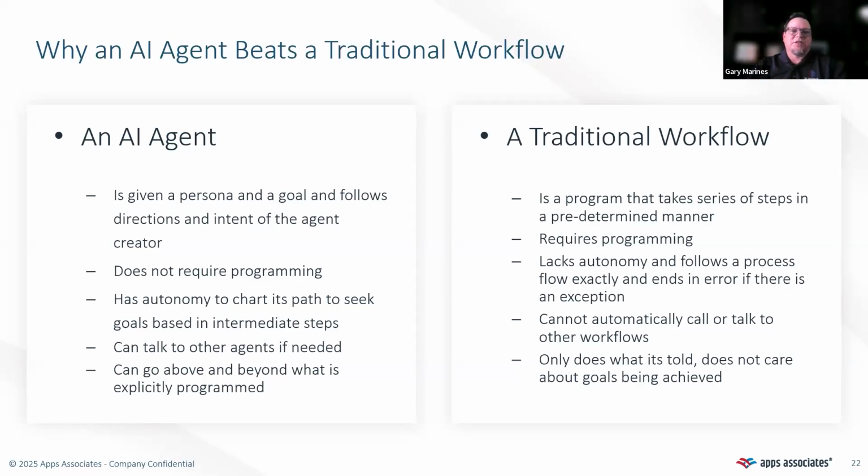It generally has autonomy to chart its own path. What are the intermediate steps? It can talk to other agents if needed. So we can have supervisor agents telling many other agents what to do and when to do it. And theoretically, it can go above and beyond what is explicitly said in the prompt. So the prompt is a guideline, right? Guardrails. Whereas traditional workflows, programming lacks autonomy, can't really call or talk to other workflows, does what it's told, and doesn't care about the general goal, so to speak.